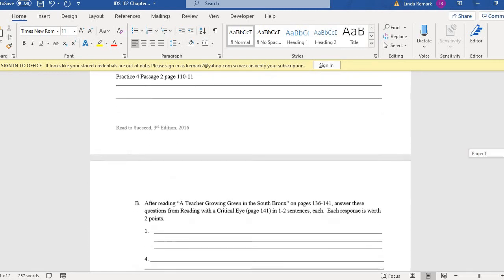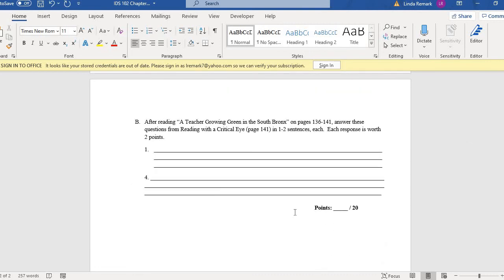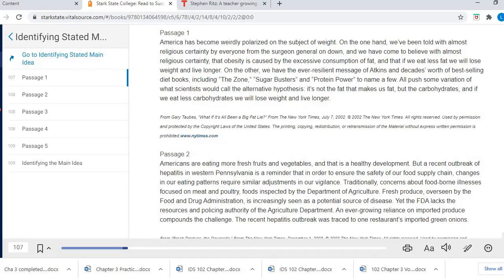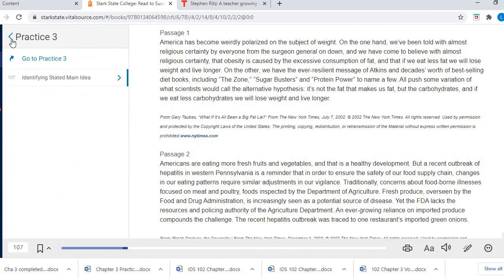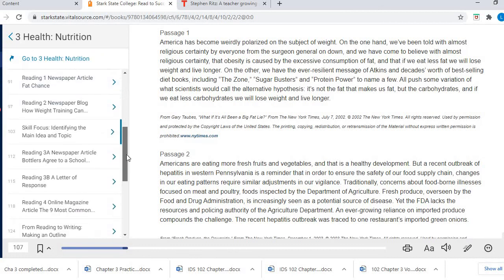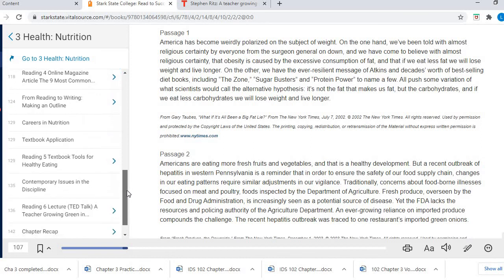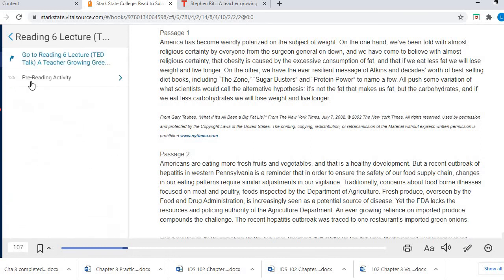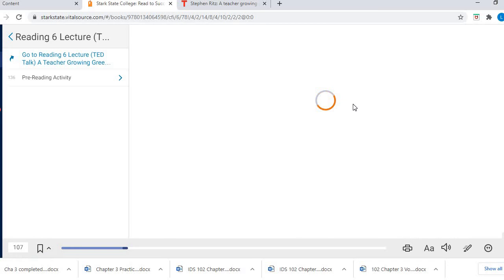All right, the last part is another TED Talk, a teacher growing green in the South Bronx. We're not talking about that kind of green, okay, y'all? We are talking about growing crops and things. So if we go back here, we're going to scroll down, and you'll see the TED Talk right here. We're going to go there.